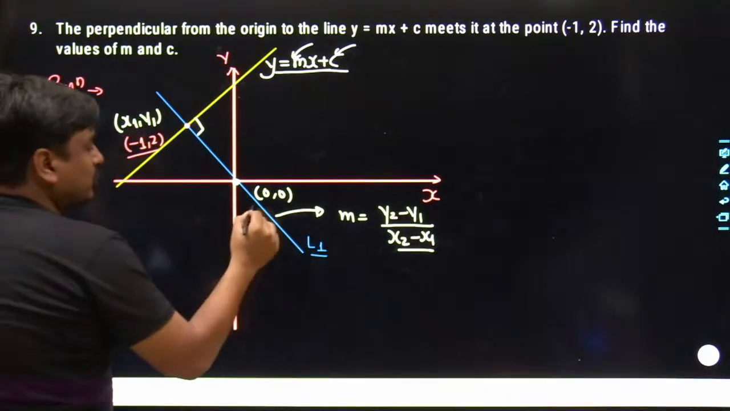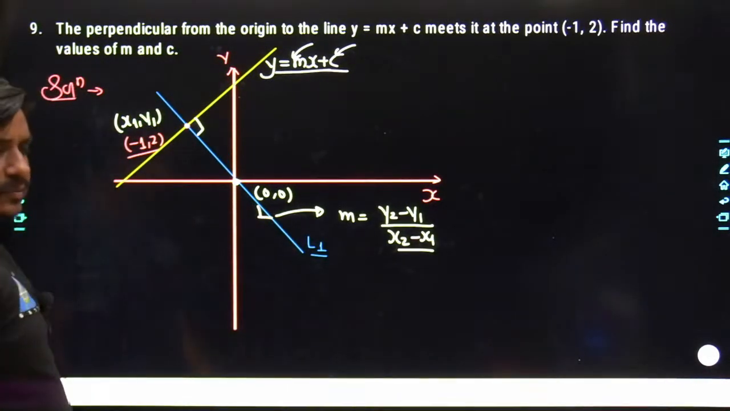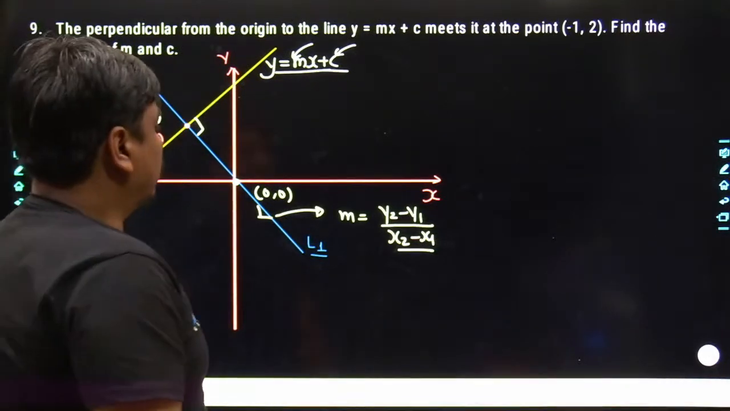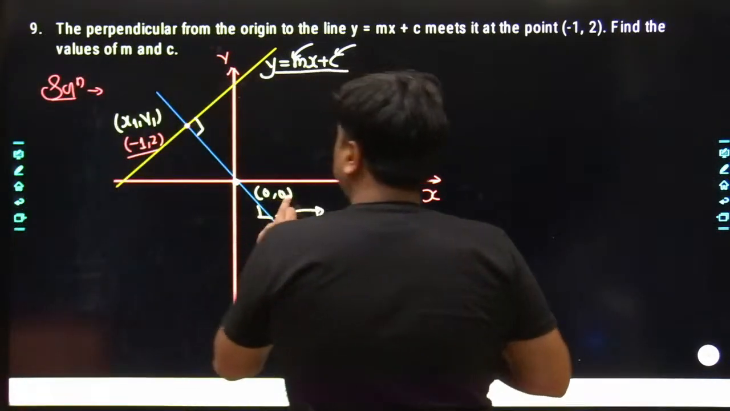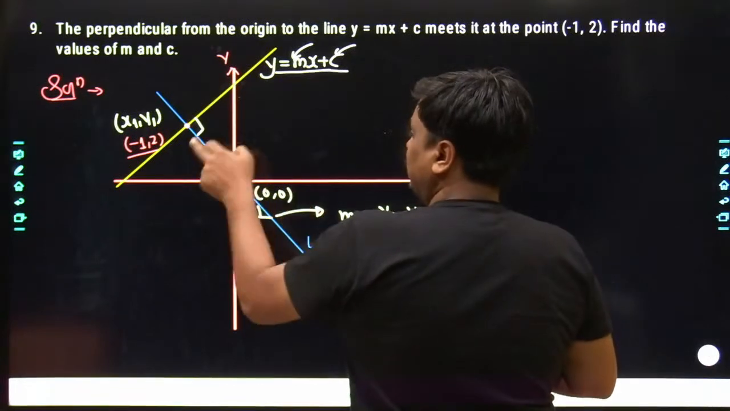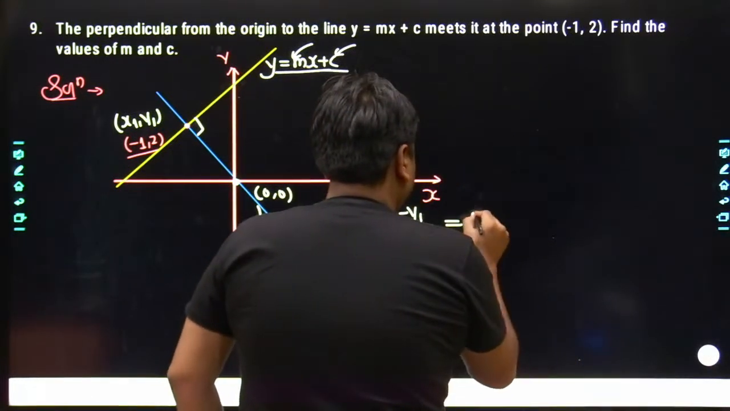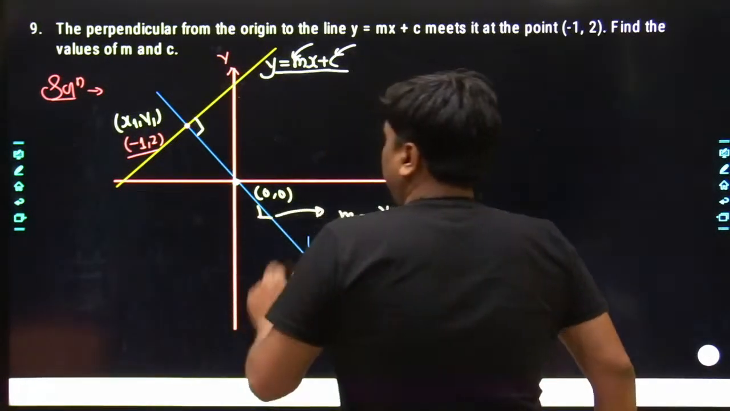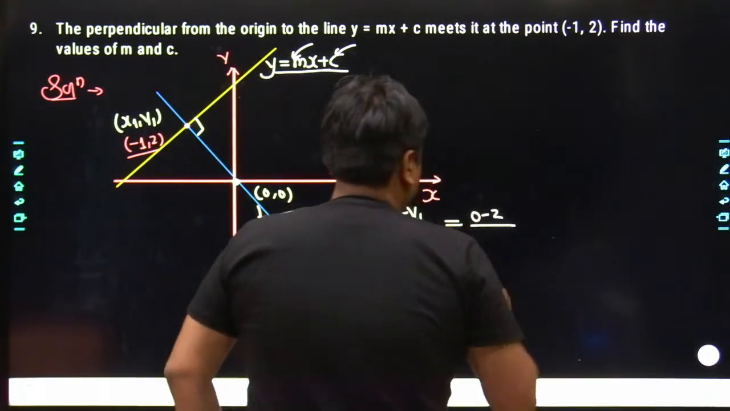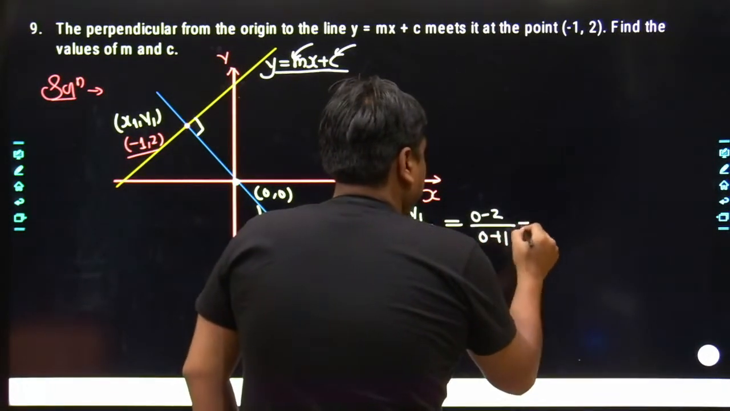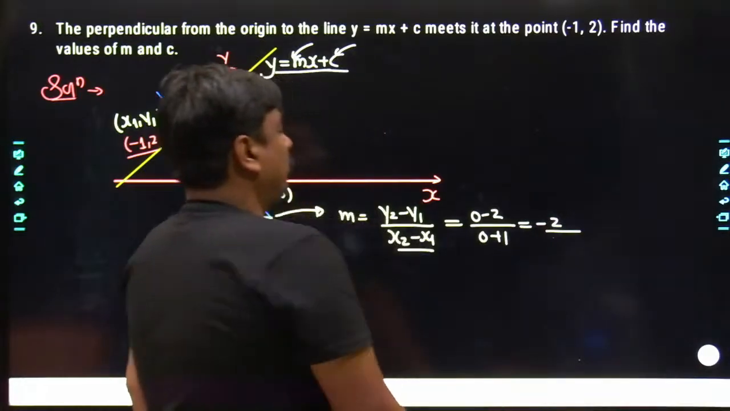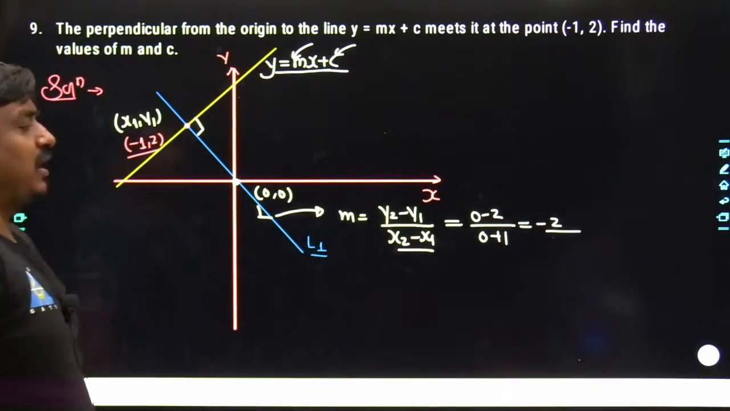So let me focus on the slope offered by line 1. What would be the worth of it? y2 is 0 minus 2. That is 0 minus 2. x2 is 0 plus 1. End of the day, the slope offered by straight line 1 is -2.